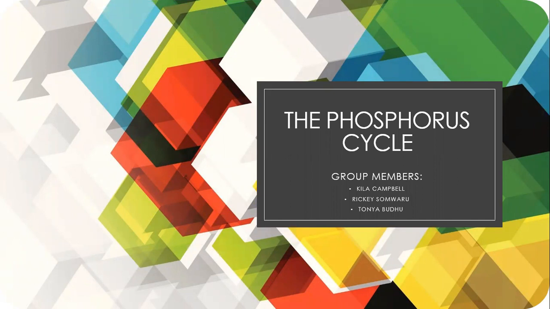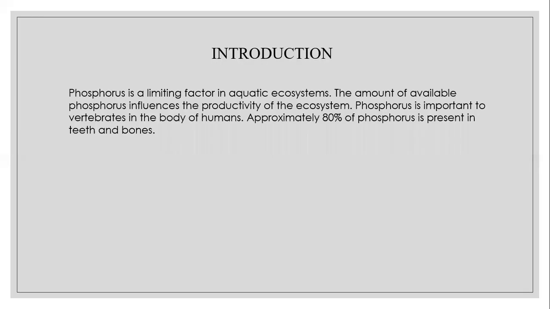So my group was tasked to explain the phosphorus cycle and to look at some other important details related to this cycle. So phosphorus is one of the most important minerals for all organisms. Now we just look at some of the roles which phosphorus plays.